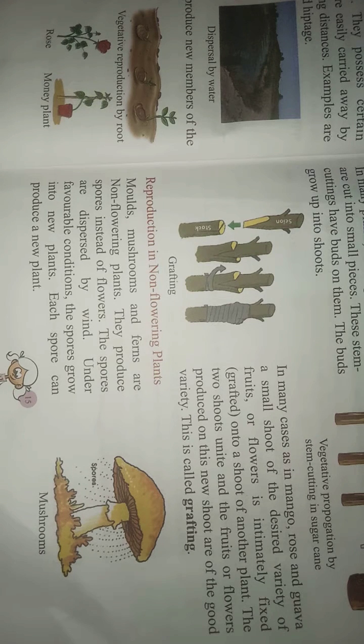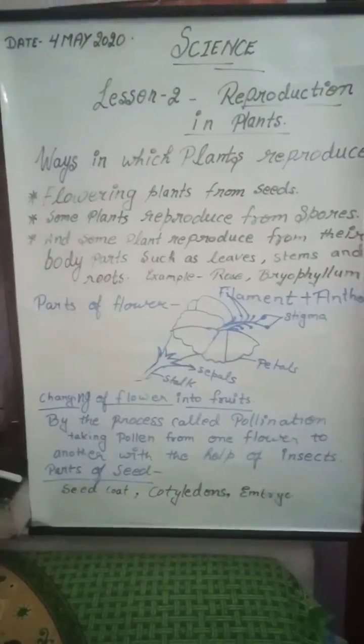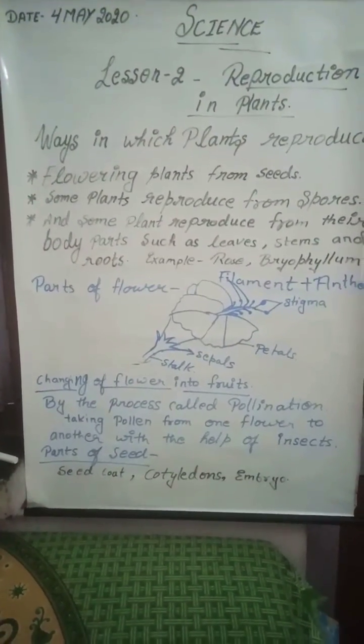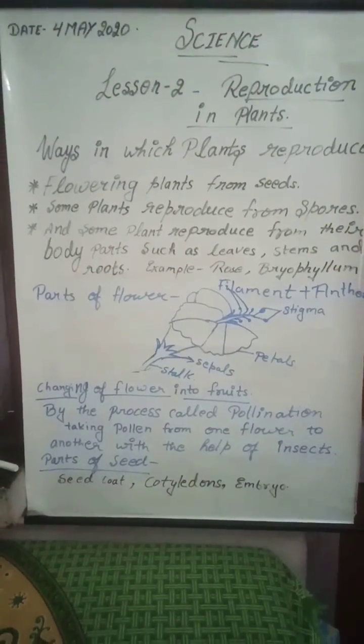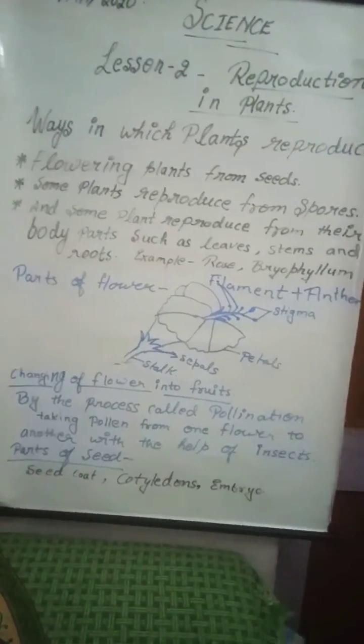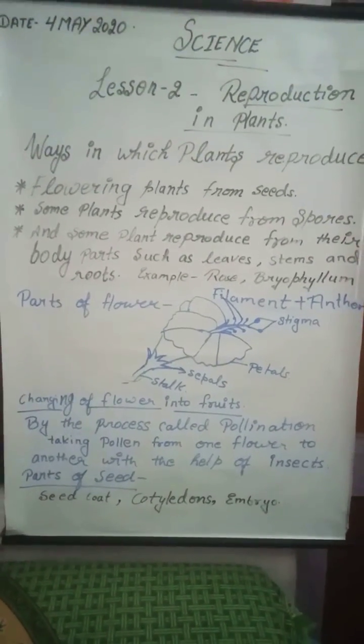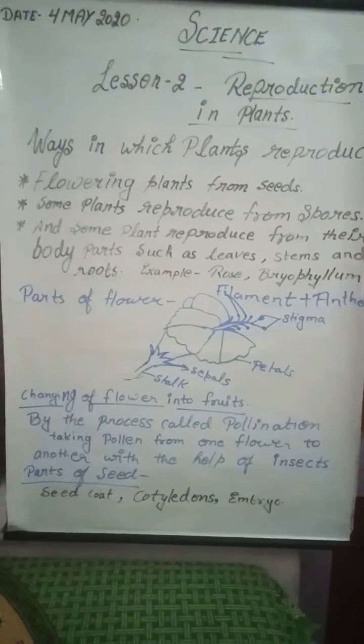So our lesson two explanation is completed. I think we can do a short revision of this lesson. Let's start. Here I have prepared a small summary of lesson 2, that is reproduction in plants. The first topic we have studied in this lesson is ways in which plants reproduce.